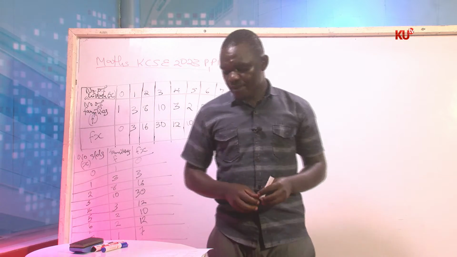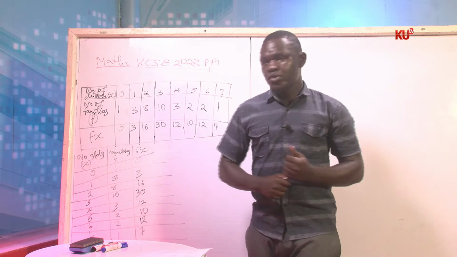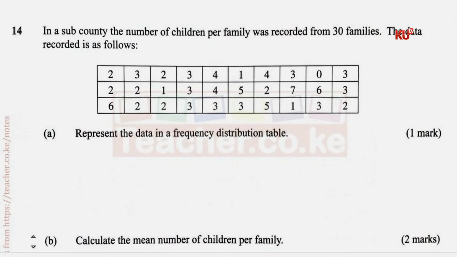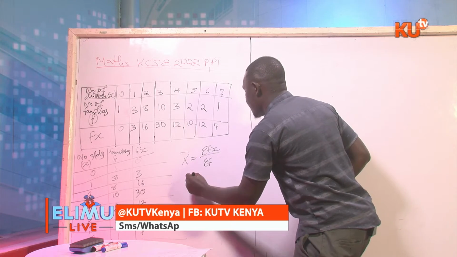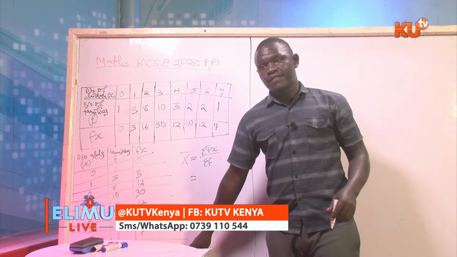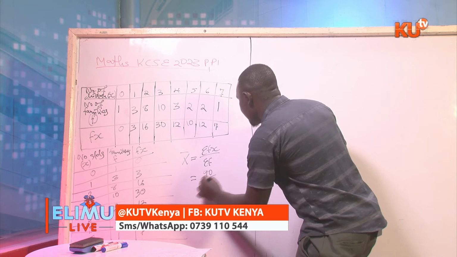Part B. Calculate the mean of the children per family. How do you calculate the mean of the children? Mean is normally given by summation of fx over the summation of f. Mean, which is normally denoted by x bar, is given by summation of fx over the summation of f. Summation of fx here, I've gotten it as 90.